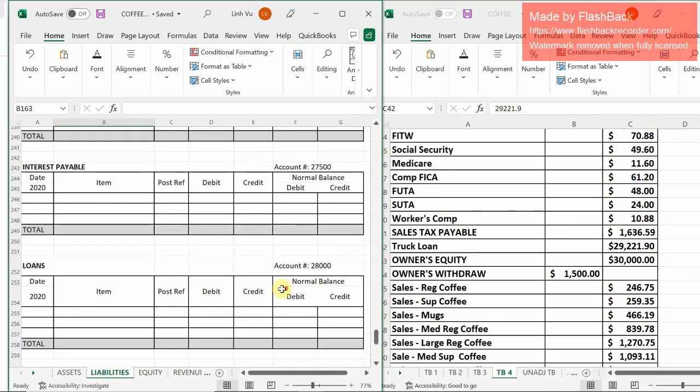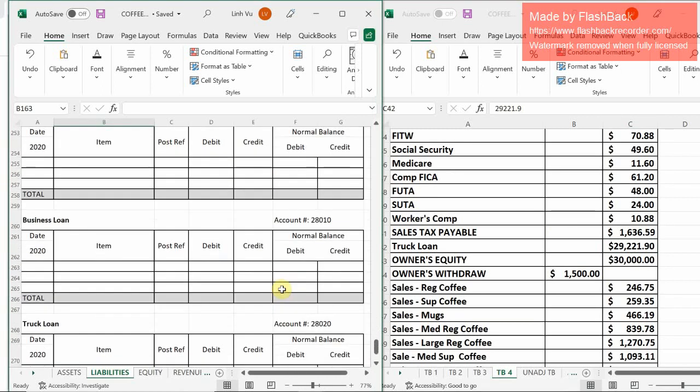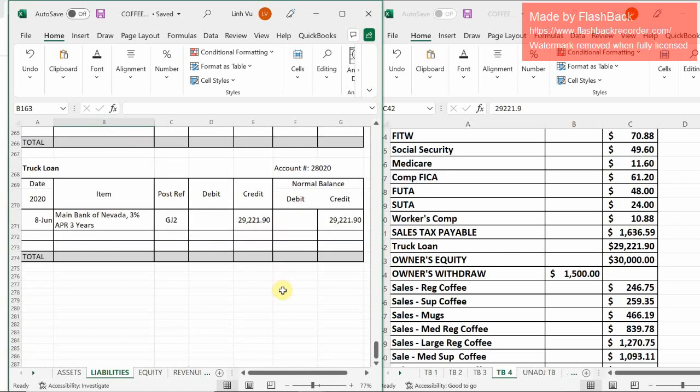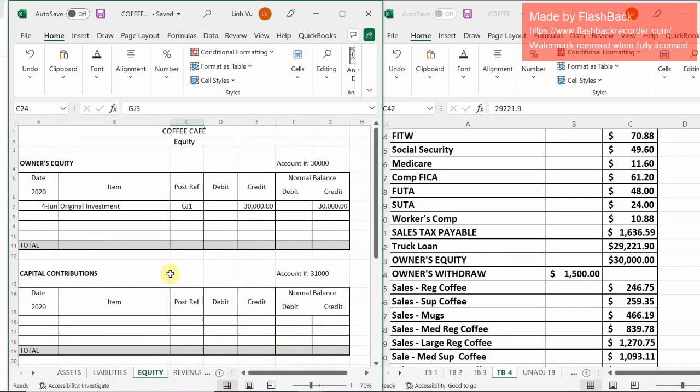Interest payable, nothing there. Loans, I got no business loan, but I do have a truck loan for $29,221.90. So no changes there. Okay. Moving on to the next account type. Owner's equity is still at $30,000, right? We don't adjust this until we close out our accounting period. So in this case, it's still $30,000, okay?